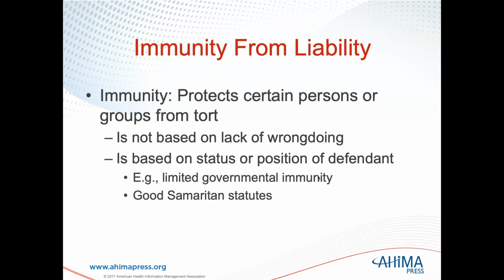Immunity from liability. Immunity protects certain persons or groups from tort. It's not based on lack of wrongdoing. It's based on the status or position of the defendant. So, for instance, they give you the Good Samaritan statutes, that if somebody stops and they help and something happens, they have some immunity from liability because they did it in good faith or they did it to try and help and mitigate the situation. And that's where you get some of the whistleblower type protections.